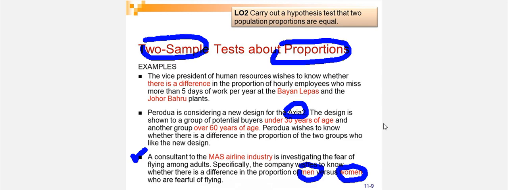Okay, thank you. Okay, now we have two conditions. That means first, number one example, we have the Bayan Lepas and Johor Bahru plant. We want to know whether it's different in terms of working 5 days. Another one is about the Asia 2, maybe the new model. They want to know whether the group of under 30 years old and over 60 years old, which one prefers the new design. Then the mass airline industry, they want to compare men and women about the fear of flying.